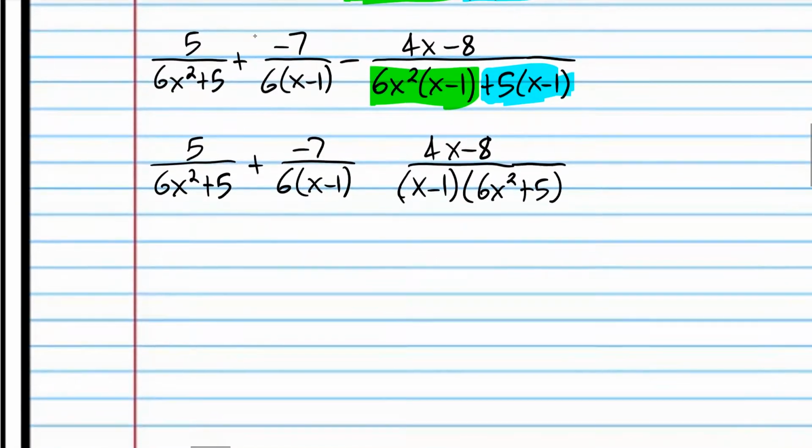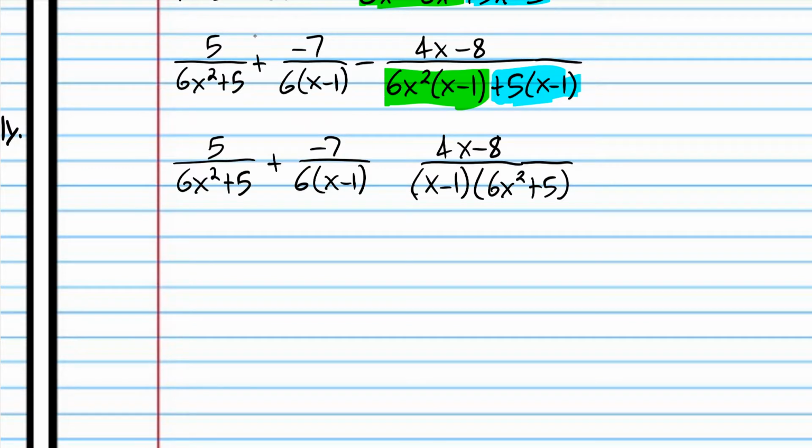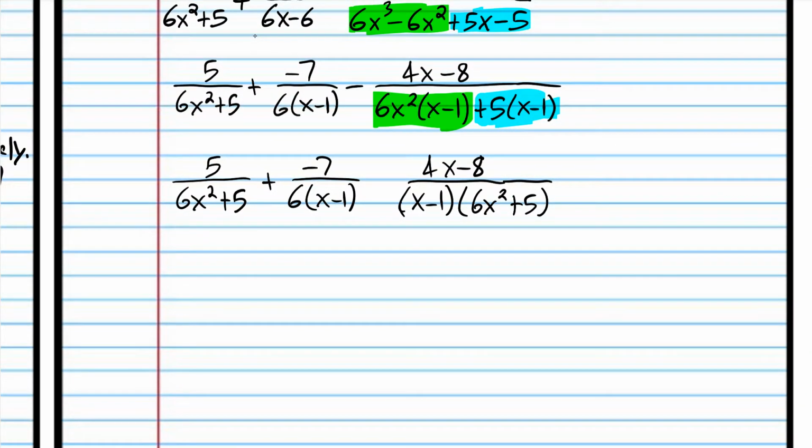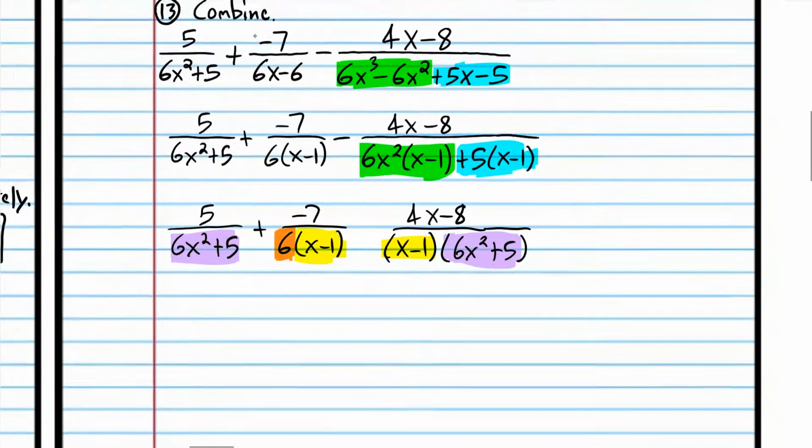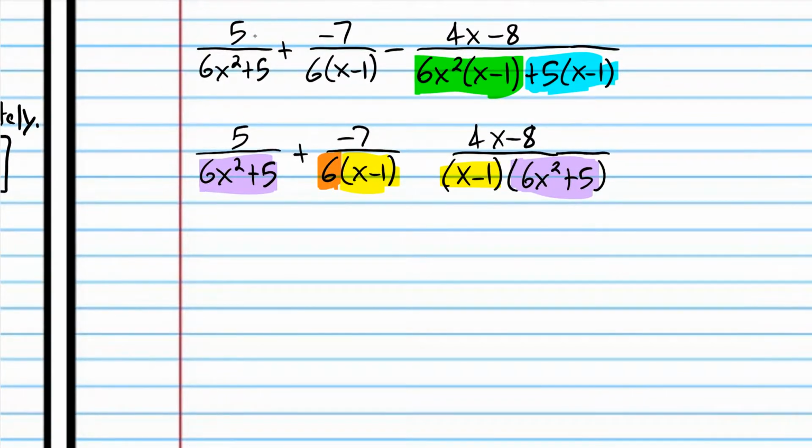But now you can see why it made it so much easier to factor this, because now you see we have all these species. So I have a 6x squared plus 5 here and a 6x squared plus 5 here. And I have an x minus 1 here and an x minus 1 here. That's 2 species. And then I have an orange 6 here. So what we need to combine these fractions is a yellow, an orange, and a purple in all of the denominators.